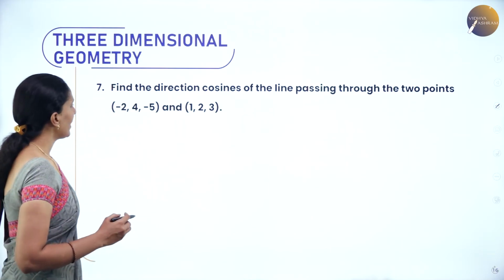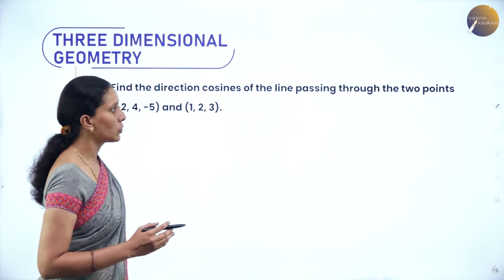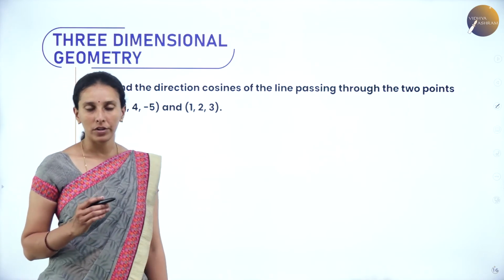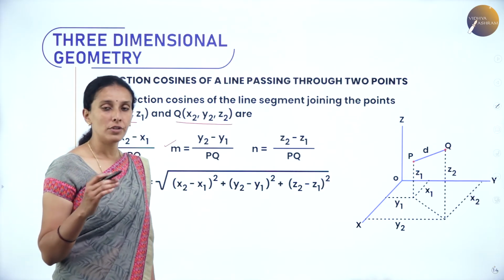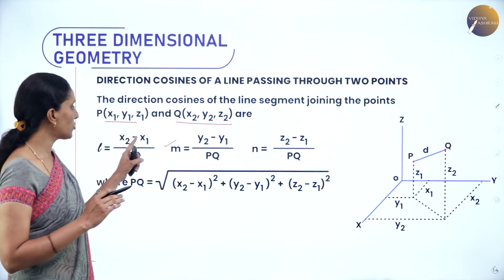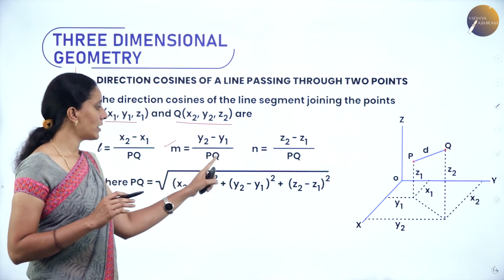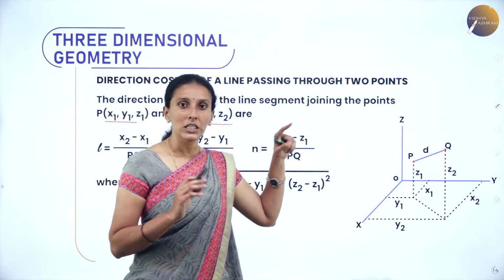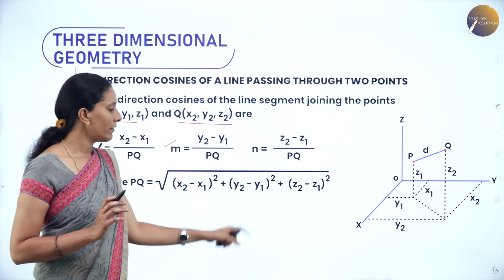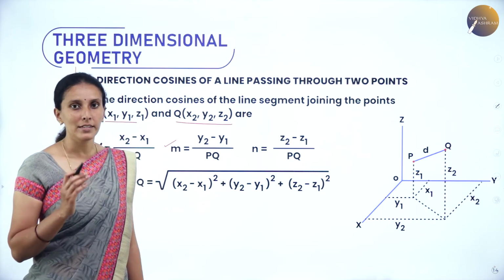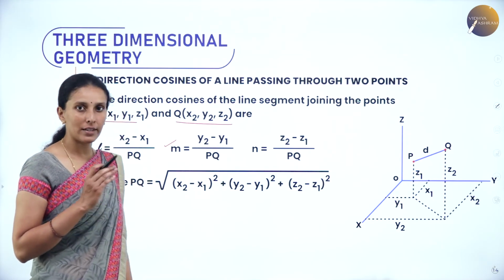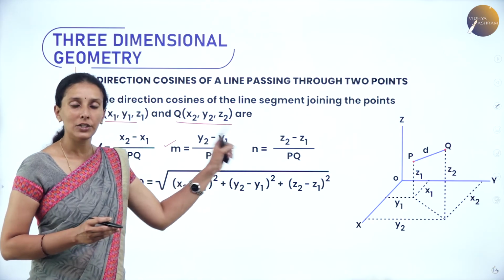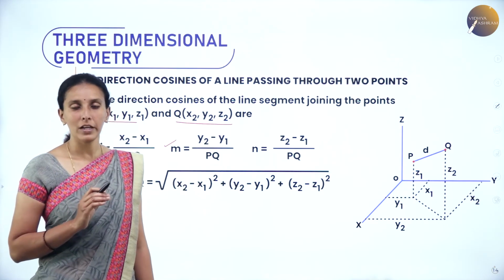Next question. Find the direction cosines of the line passing through 2 points minus 2, 4, minus 5 and 1, 2, 3. So we know that the direction cosines of a line passing through 2 points are given by x2 minus x1 by PQ, y2 minus y1 by PQ, z2 minus z1 by PQ, where PQ is the distance or the line segment, which is given by the square root of x2 minus x1 whole square, y2 minus y1 whole square, z2 minus z1 whole square, and x2 minus x1, y2 minus y1, z2 minus z1 are the direction ratios of the given line.